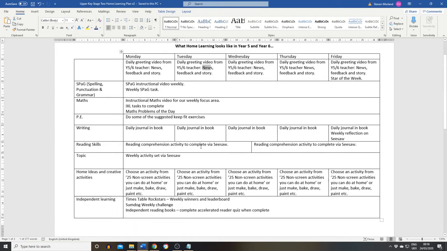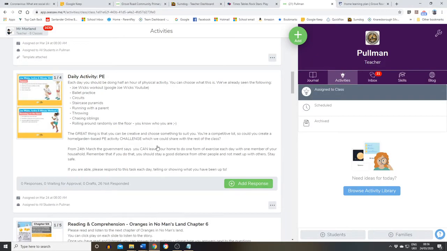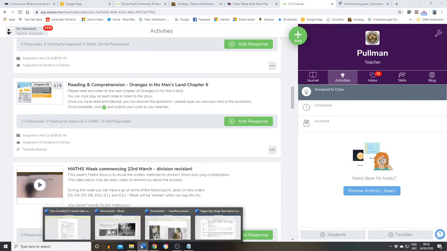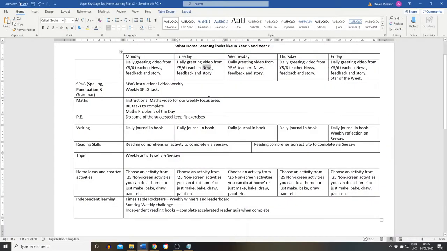Reading skills, thank you if you've already done that. That is running for Monday and Tuesday, so if you didn't do it yesterday, you can do it today. And it's this one here, Chapter 6 of Oranges in No Man's Land. You even get me to read it to you, and then you've got some questions to have a go at the end. Some lovely, lovely responses to that yesterday, so thank you very much for that. Again, you've got today to do that one. There'll be a new one of those going up tomorrow for Wednesday.